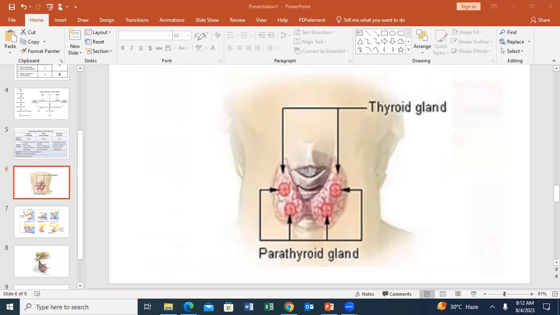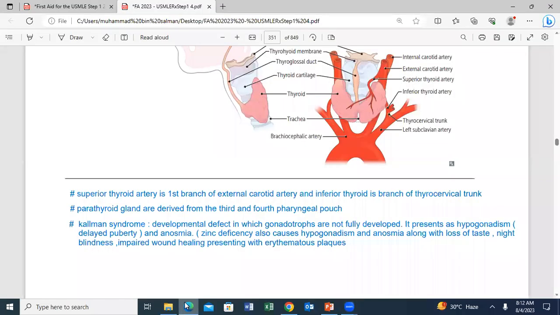This is all about the anatomy of parathyroid gland. We don't have to discuss it further. Now, another syndrome which I found high yield but is not discussed in First Aid is the Kallmann syndrome. What basically happens in the Kallmann syndrome is that there is a developmental defect in the gonadotrophs.